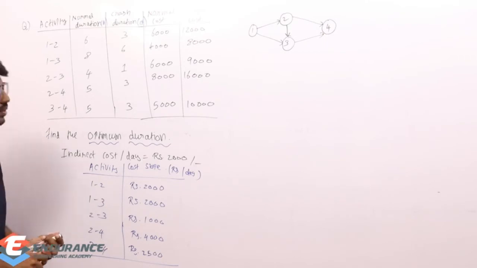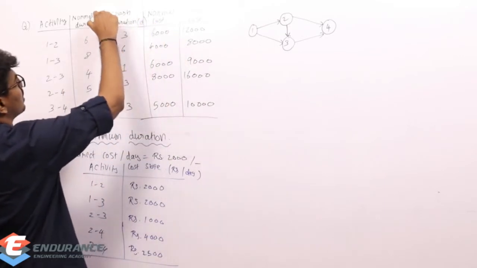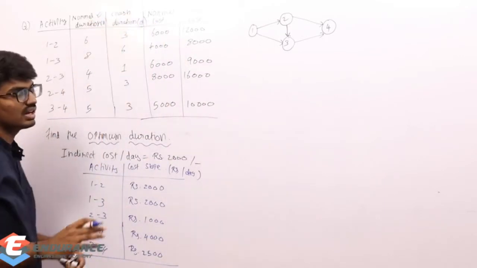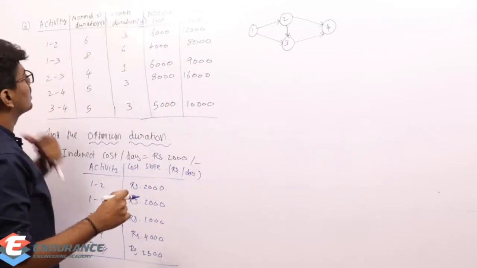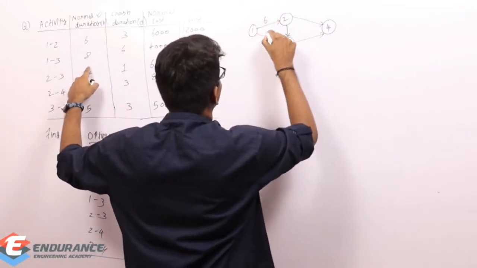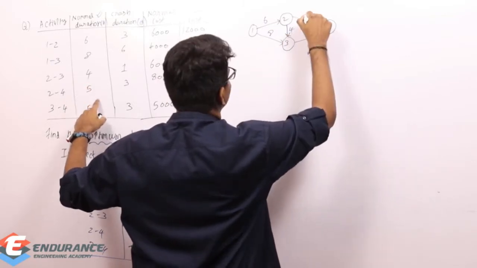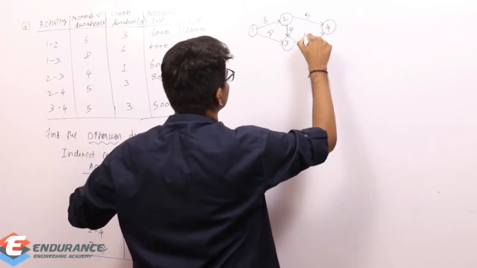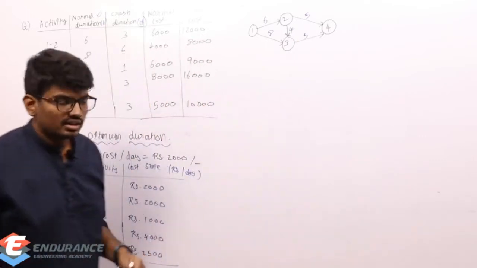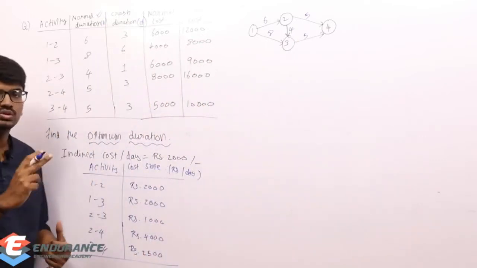And what about the duration of each activity? For writing the duration, you need to take the normal duration. You should not take the crash duration. Don't forget that. So the normal durations are: 1 to 2 is 6, 1 to 3 is 8, 2 to 3 is 4, 2 to 4 is 5, 3 to 4 is 5. So we drew the network diagram and found the cost slope. So 2 steps are done.